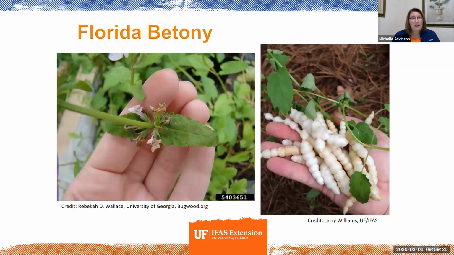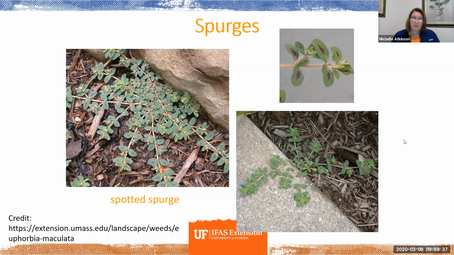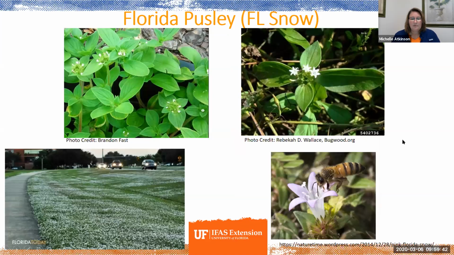Florida betony is a weed that you may need to recall. Look at this really interesting root structure that it has. That makes it kind of unique. Spurges are very prevalent in our landscape. They creep and crawl. Florida pusley, that's the one that we call Florida snow. Little white flower arrangement here at the terminal ends. It's more dense. The foliage and all is pretty dense on pusley, tight together. There's another one we're going to talk about where it's more of a sprawling.